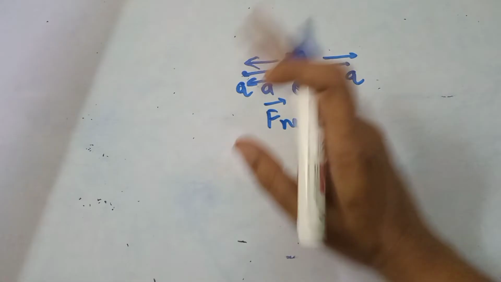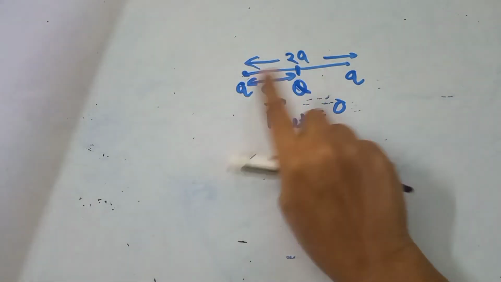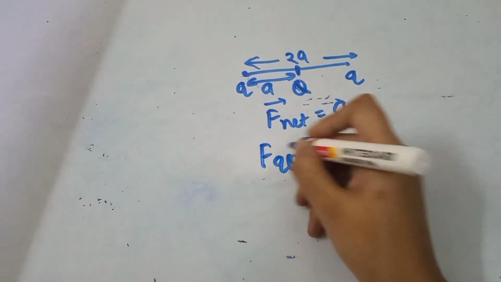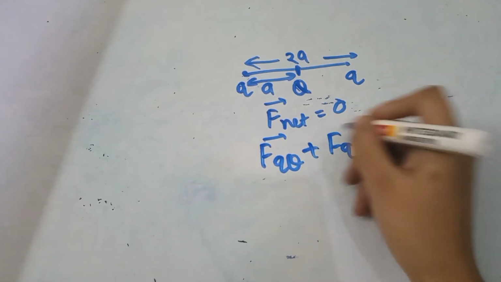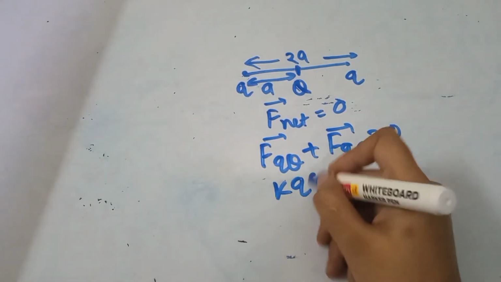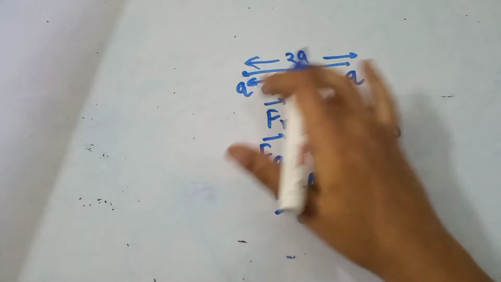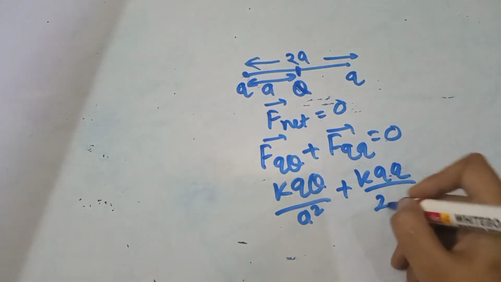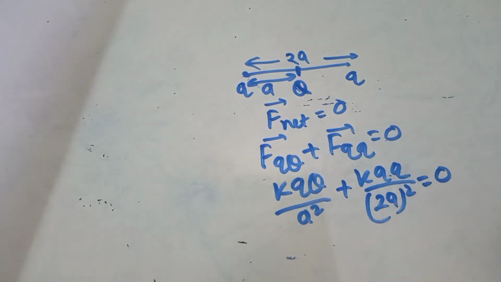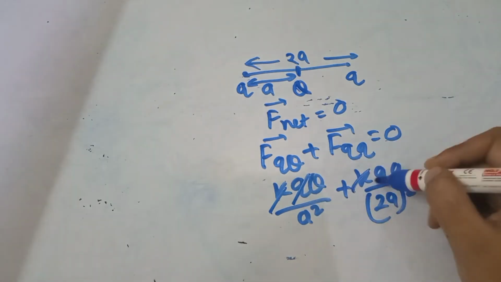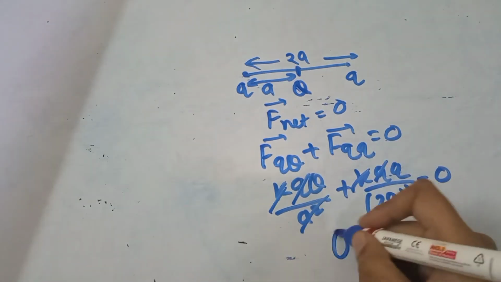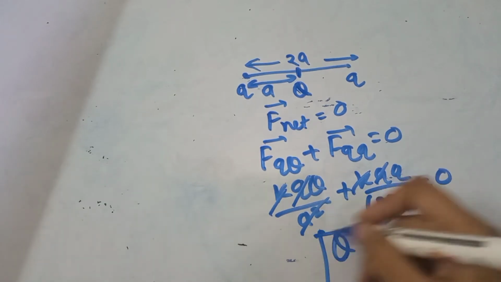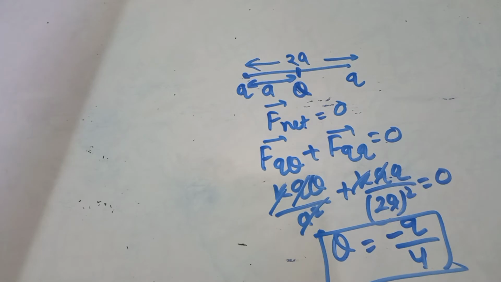So two forces are working, one between small q and capital Q, one due to small q and small q. So F Q plus F q is equal to 0. K Q q divided by a square, because the distance between these two charges is a, plus K q q divided by 2a whole square is equal to 0. So K small q a square. So capital Q is equal to minus q by 4. So D is the right option.